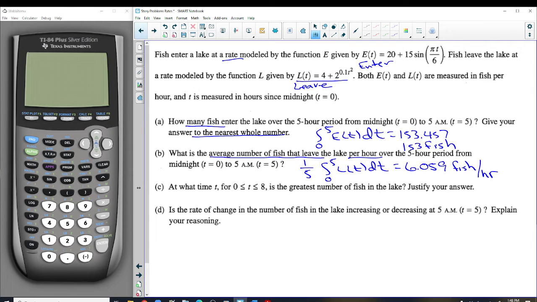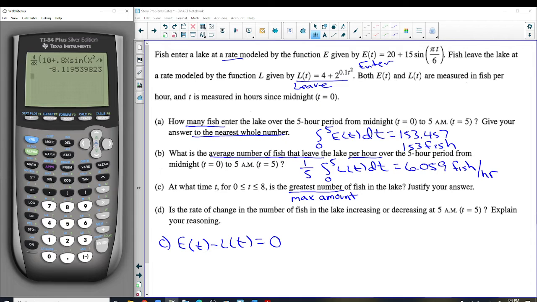At what time t for 0 to 8 is the greatest number of fish in the lake? So on letter C, the greatest number. So we're going to maximize the amount, is really what they're saying. So that's like a position function. So how do we maximize a position function? We take the derivative. That'll be the rate. We want E of t minus L of t to equal 0. That's what we're looking for. Those will be our critical values.